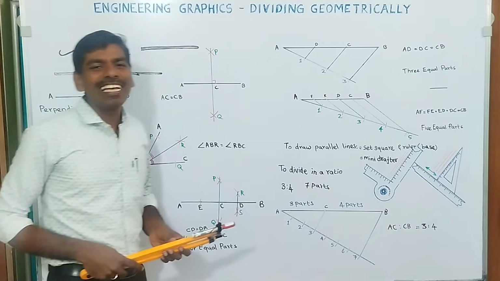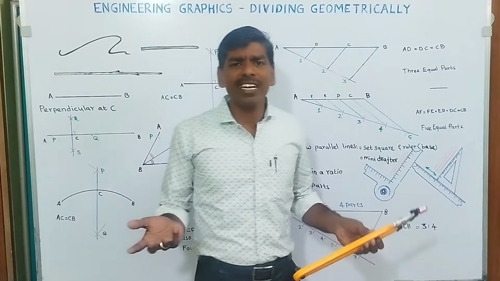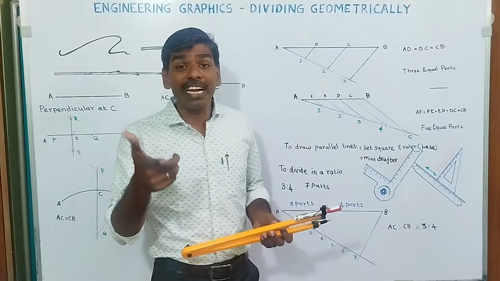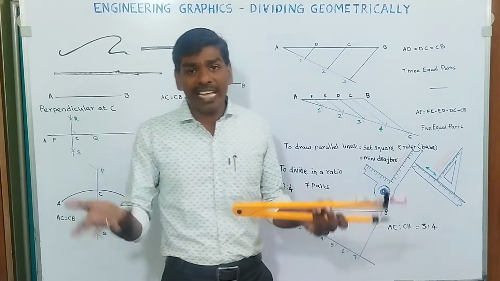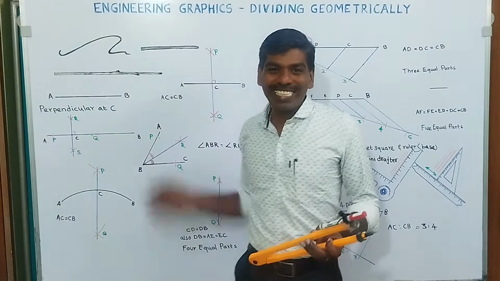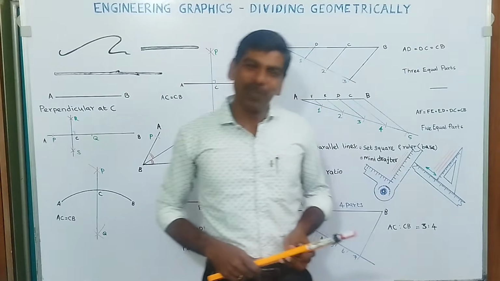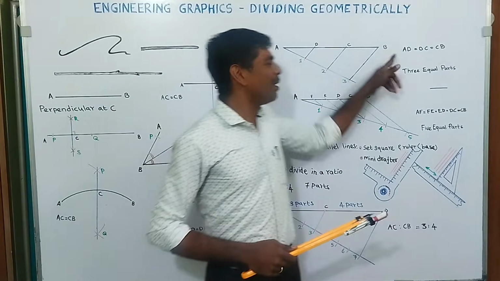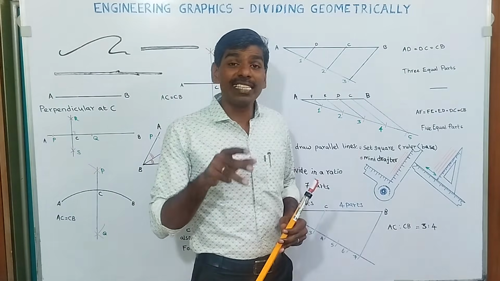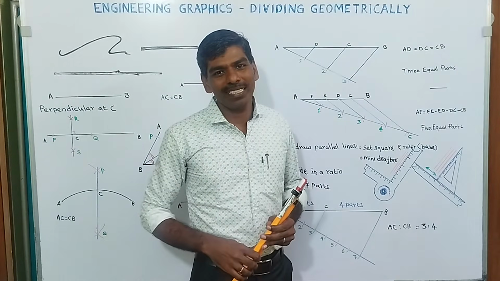Not necessarily. Even the requirement could be a bit different. We may have to divide a line into any number of parts, maybe 3 or 5 or 6, which is not in this category, right? Even we can do that geometrically. Let us see, considering a line AB, we need to divide this line into 3 equal parts.